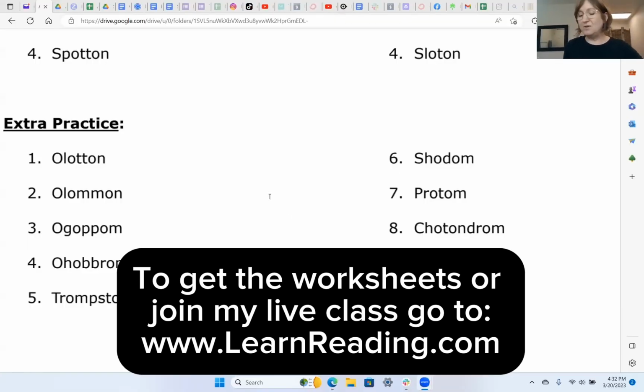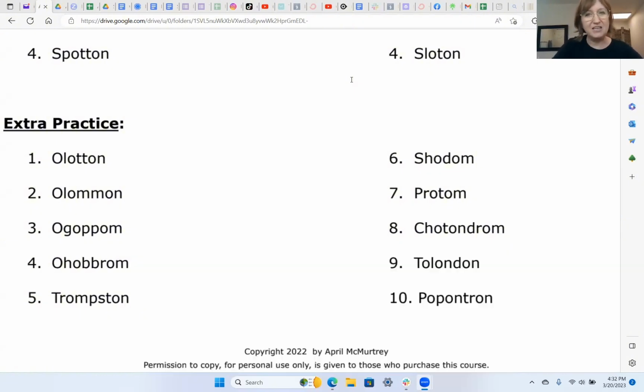So if you want to read these with me, I'm going to read them 2 times. You can read it the second time with me if you want. Just make sure when you say it that you also look at the word and all of its parts as you say each sound. So number 1 is olaten. Olaten. Number 2, olaman.